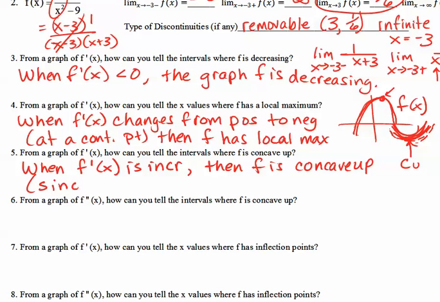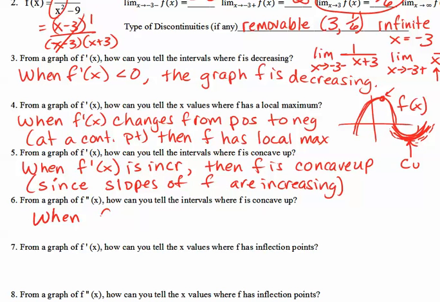And we could say here, since the slopes of f are increasing, you don't have to put both of these. The parentheses here is just to help clarify. All right, number 6. From a graph of f double prime, how can we tell the intervals where f is concave up? Well, that fits our definition a little bit easier when the second derivative is greater than 0. When f double prime of x is greater than 0, then f is concave up.